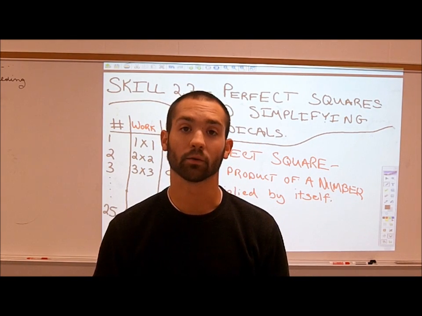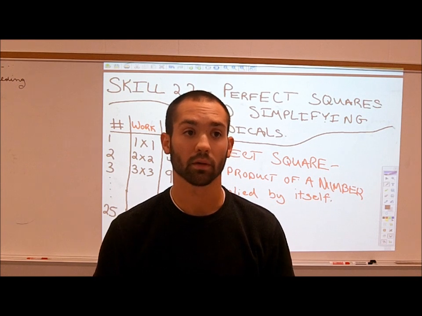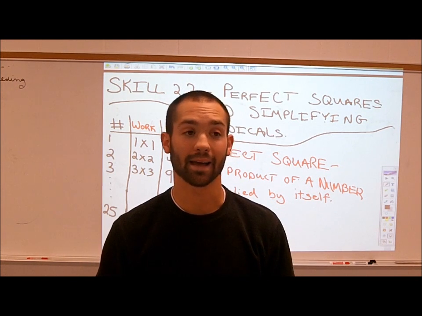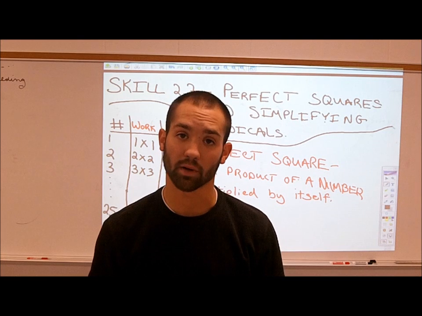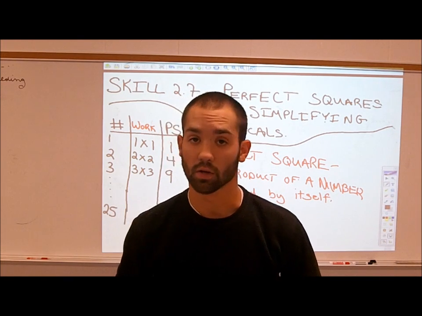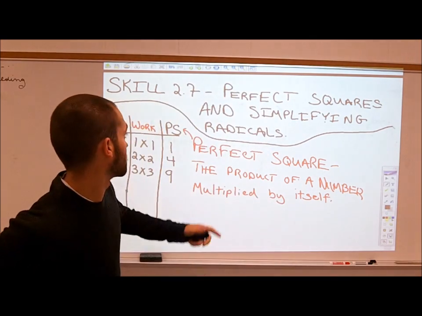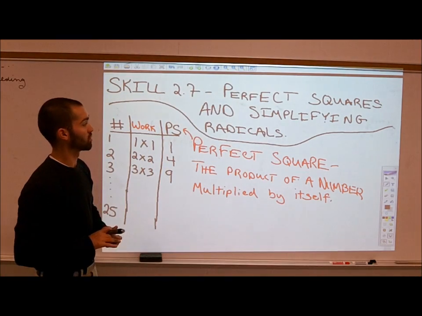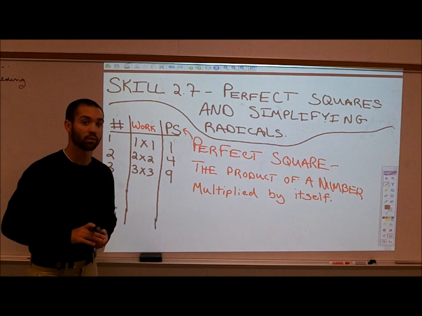So go ahead and feel free to pause when you need to catch up. Please do everything I ask, like work through the examples, pause when I ask to pause. Okay, the more you follow along, the more the benefit it will be to yourself. So the first skill we're going to do is skill 2.7, perfect squares and simplifying radicals.